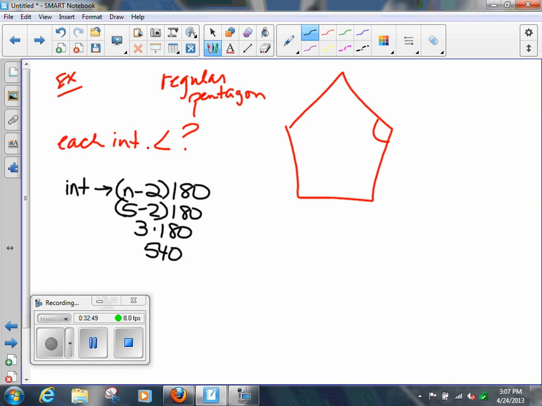Do you guys agree with that? Okay. Because it's 5 sides. Folks, what's 540 divided by 5? 108. So what's that mean? That means that every one of these interior angles is equal to 108 degrees. Okay? That's something that's real life. It is a big sign.